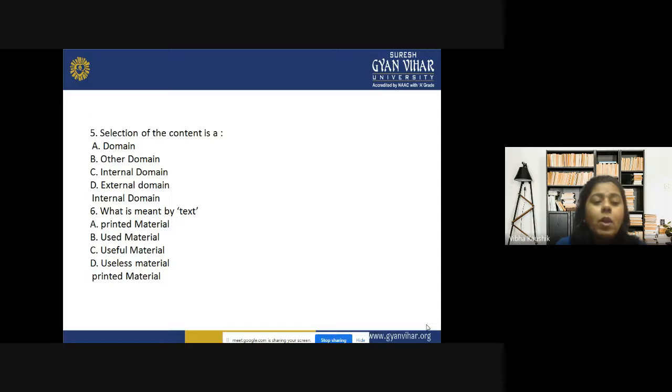Now the sixth one, what is meant by text? How will you define a text? Options are A, printed material, B, used material, C, useful material, or D, useless material. So these are the options and now you have to select the correct one, and the correct one will be option A, that is printed material. So we can say a text may be defined as a printed material.